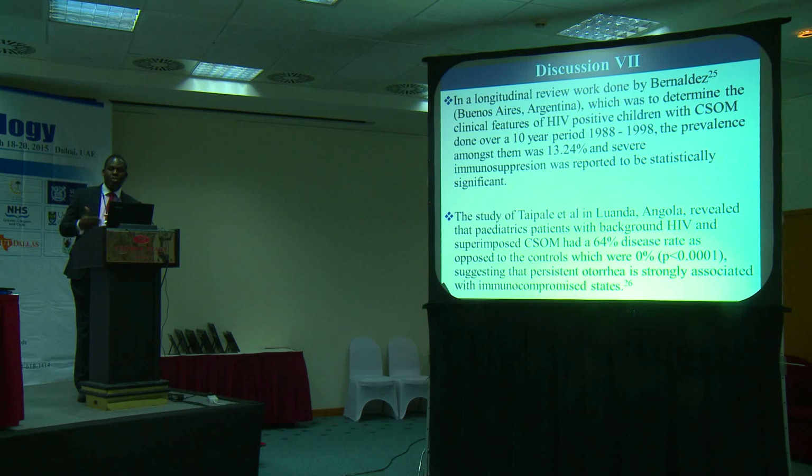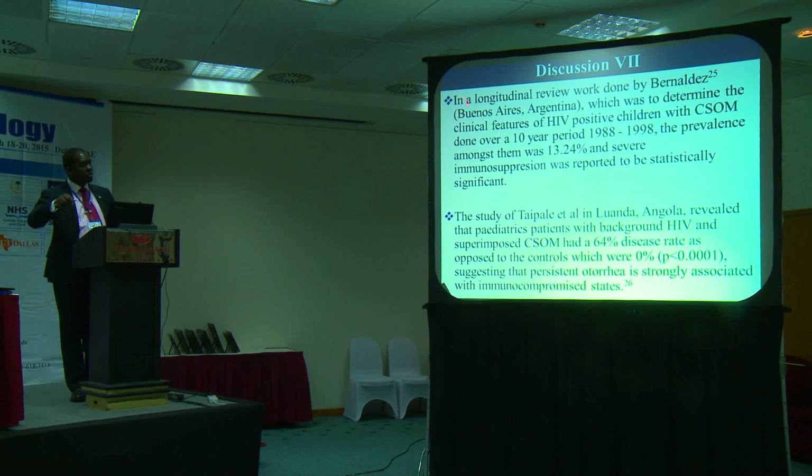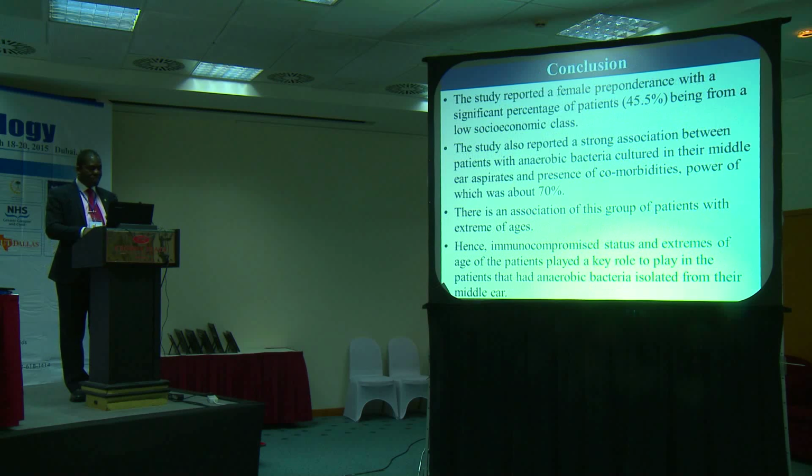A longitudinal study that was done by Bell Nates in Argentina amongst HIV patients noted that the prevalence of this was about 13.4, and severe immunocompromise was statistically significant. This was also alluded to by the study that was done in Angola, East Africa, in which persistent otorrhea was associated with immunocompromised status. In conclusion, the study reported a female preponderance, as stated earlier.